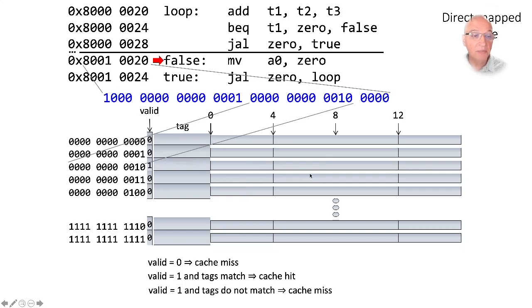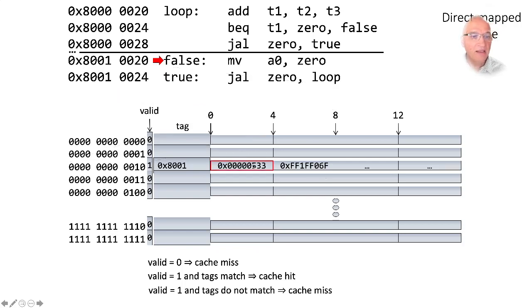So I will replace the block. I'll put the new block in that has the tag 0x8001. There will be the code for the instructions in there. I'm going to then execute the move instruction, and then I'm going to execute the jaw instruction, which is the word right next to it, so that's a hit.